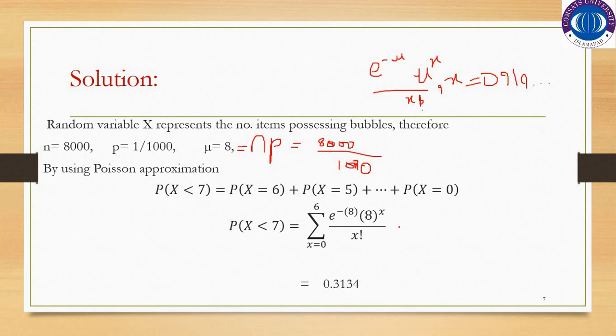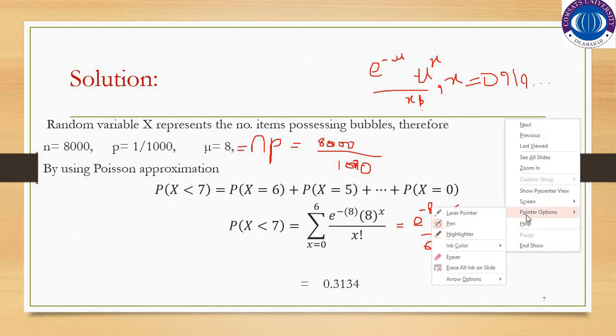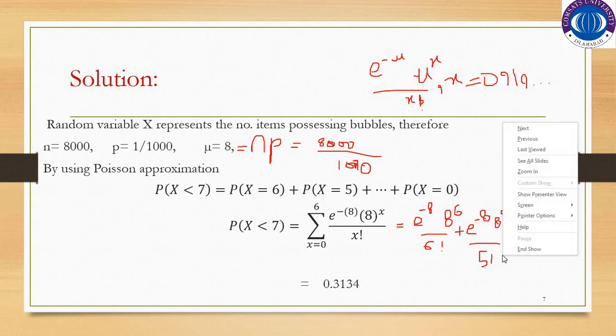By substituting these values here, we will get e raised to power minus 8 into 8 raised to power 6 over 6 factorial plus e raised to power minus 8, 8 raised to power 5 over 5 factorial, up to and so on.